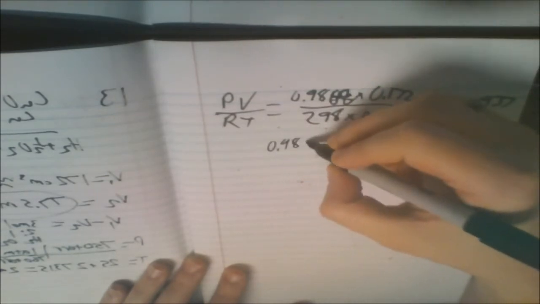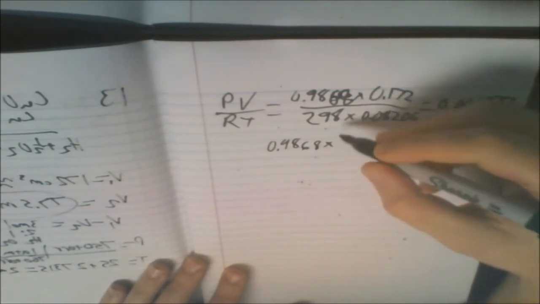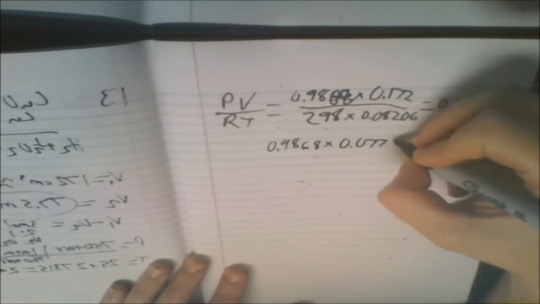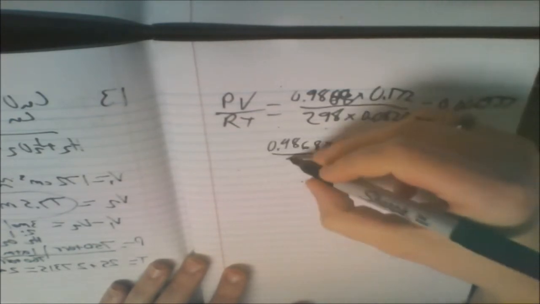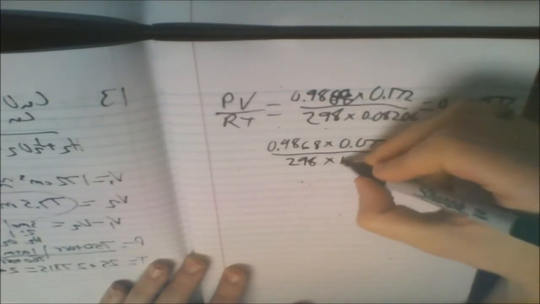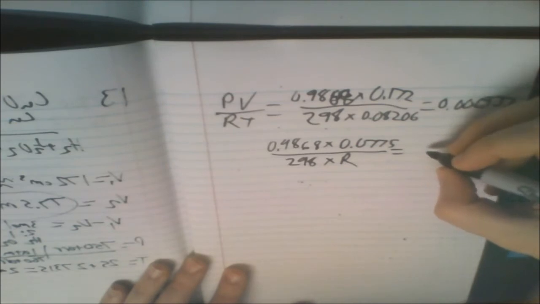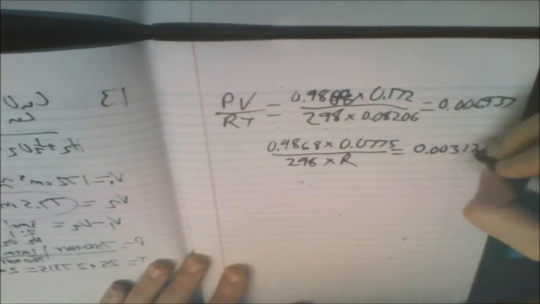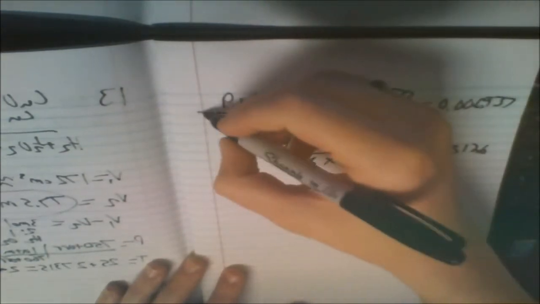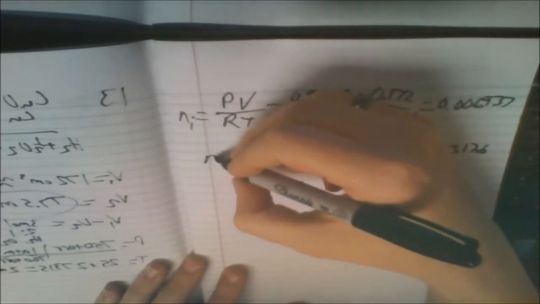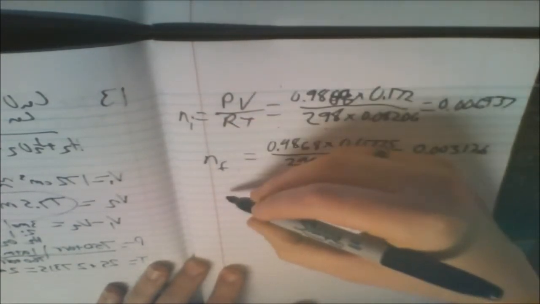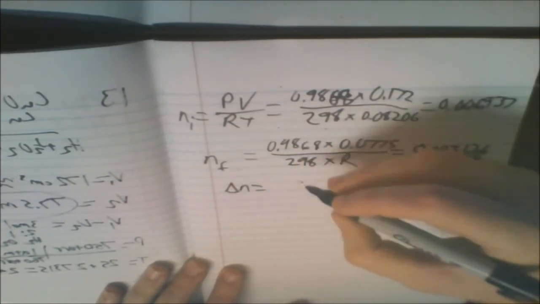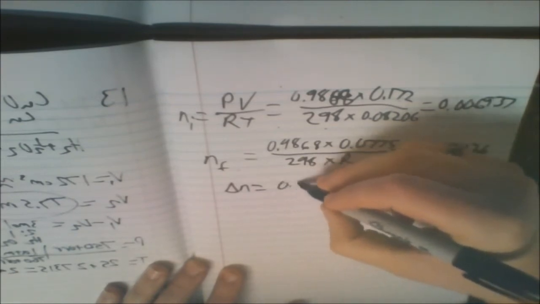Same pressure, different volume. So in this case, 0.0775 ... 298, and R, we get the moles of gas at the final part, 0.03126. So there's our moles initial, moles final, and the delta moles is going to be the difference between the two.